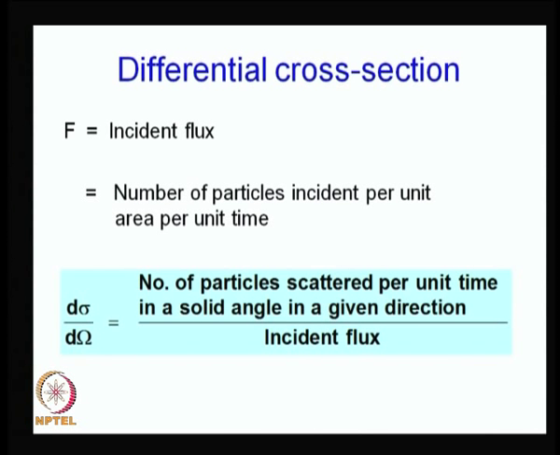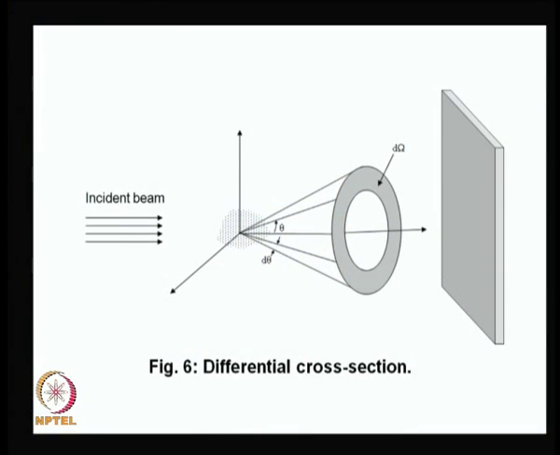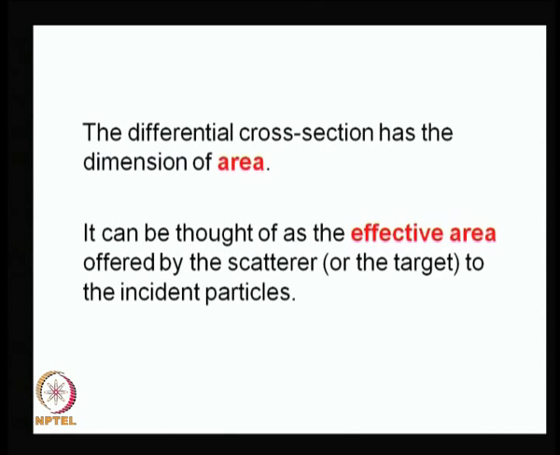Now, the interesting thing is that the dimension of the differential cross section is that of area. So, if you want to understand what it is physically, we can say that it is the effective area offered by this target or the scatterer to the incident beam of particles. This is an important concept we will be using later in this lecture. So, this is once again the schematics of a scattering process. You are counting the numbers of particles in this solid angle and then you divide it by the incident flux.